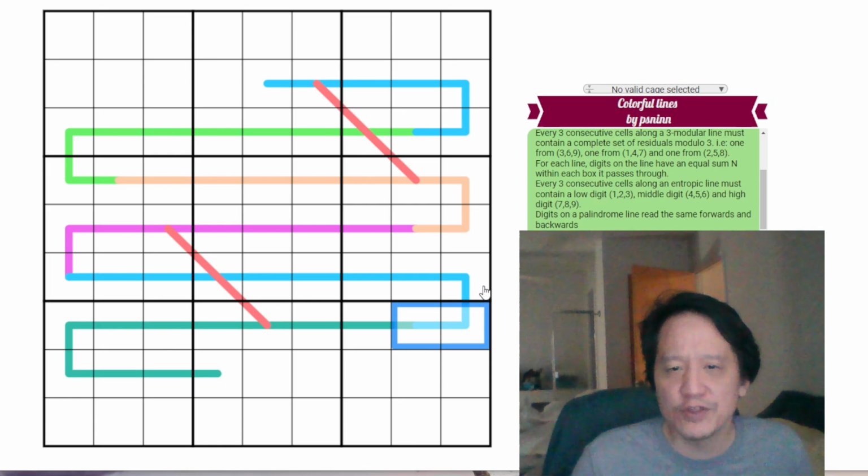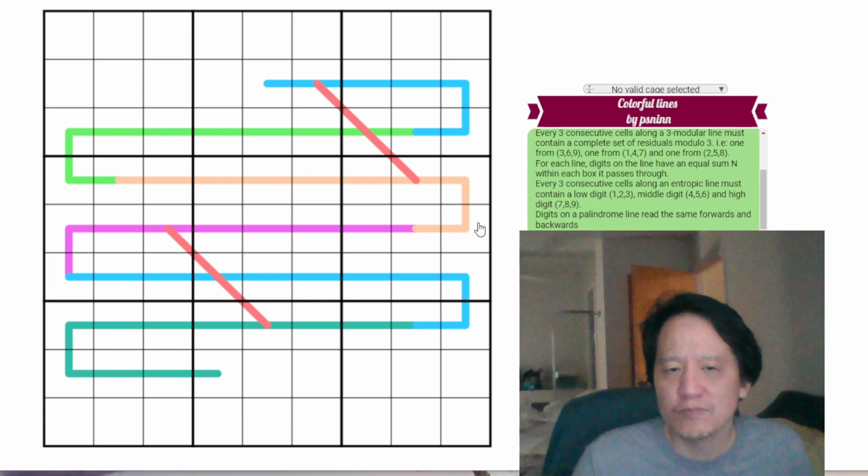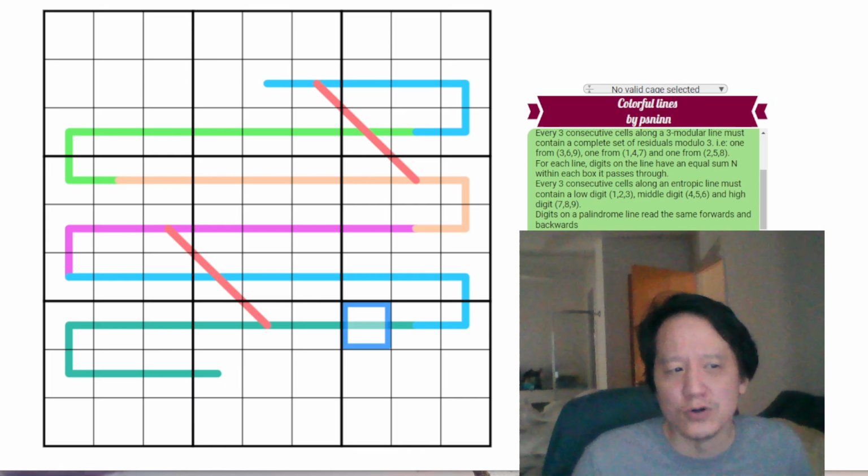Okay, every 3 consecutive digits along an entropic line must contain a low digit, a middle digit, and a high digit. And usually I think those are the red lines. So I think one of these has to be high, medium, and low, or medium, high, and low. It has to be in some order. I could be mistaking the peach line for the red line. I know that those are both used anyways. Digits on a palindrome line read the same forward and backwards. I believe it's the blue line. Usually it's gray, but there is no gray line here. So I'm not actually certain which one this is.